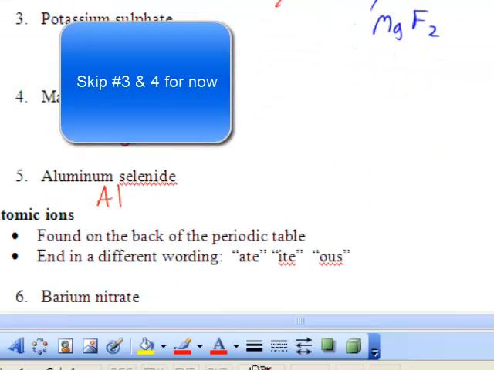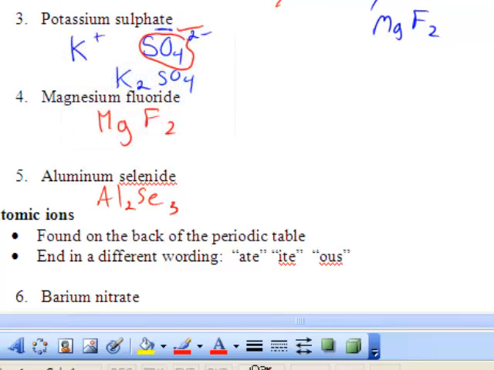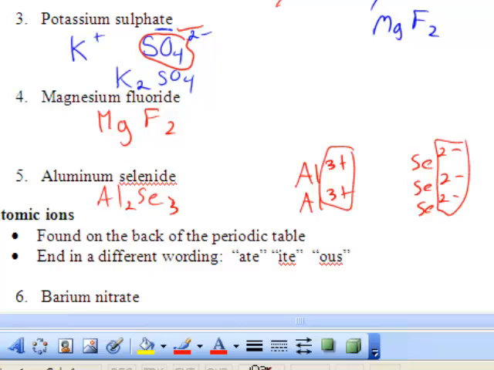And then aluminum selenide. In this situation, selenium was a -2 charge, and so we had to make sure that we had enough charges. This is a tricky one: aluminum 3 plus, selenide 2 minus, selenide 2 minus, selenide 2 minus. The only combination that would cancel each other's charges off is if we had 2 of these and 3 of those, because that makes 6 positives and 6 negatives, which creates Al2Se3.